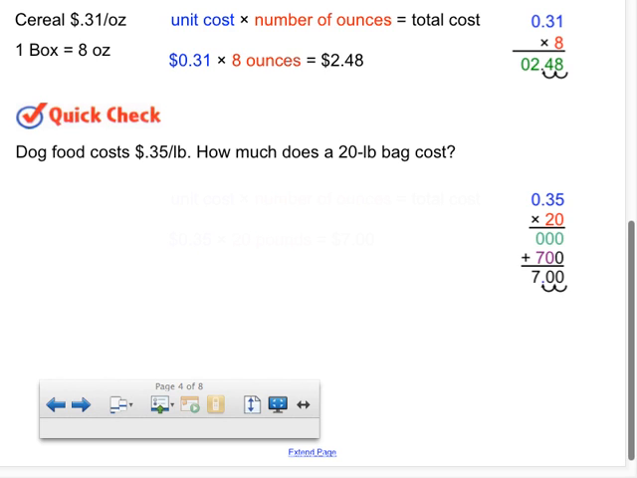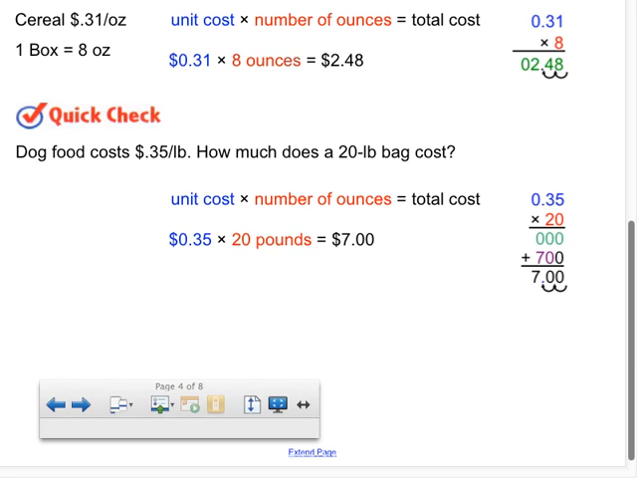Okay, so I went ahead and showed this one step where I multiply the 0. And then before you multiply the 2, you have to put your placeholder in. When we add that up, I get 700, but then I have to move my decimal over 2 places. So here is my formula. That was my answer. Any questions about that?